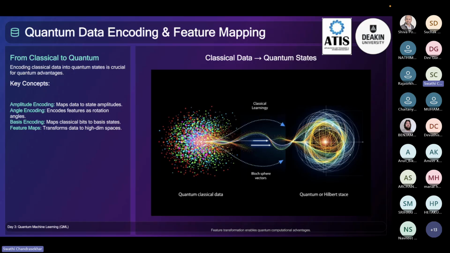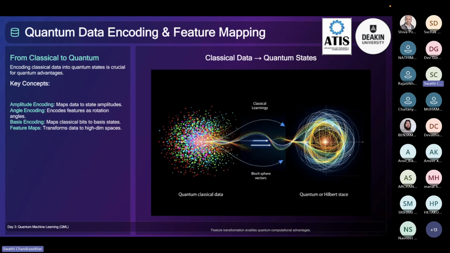And thirdly, we have basis encoding. Basis encoding is used for binary features. We simply map 0 to the quantum state 0, and 1 to the state 1. If we are doing fraud detection, some features are basically binary. Like, is the transaction international? Yes or no. Is it an online purchase? Yes or no. So these binary features come under basis encoding, and for each of these, we use 1 qubit.